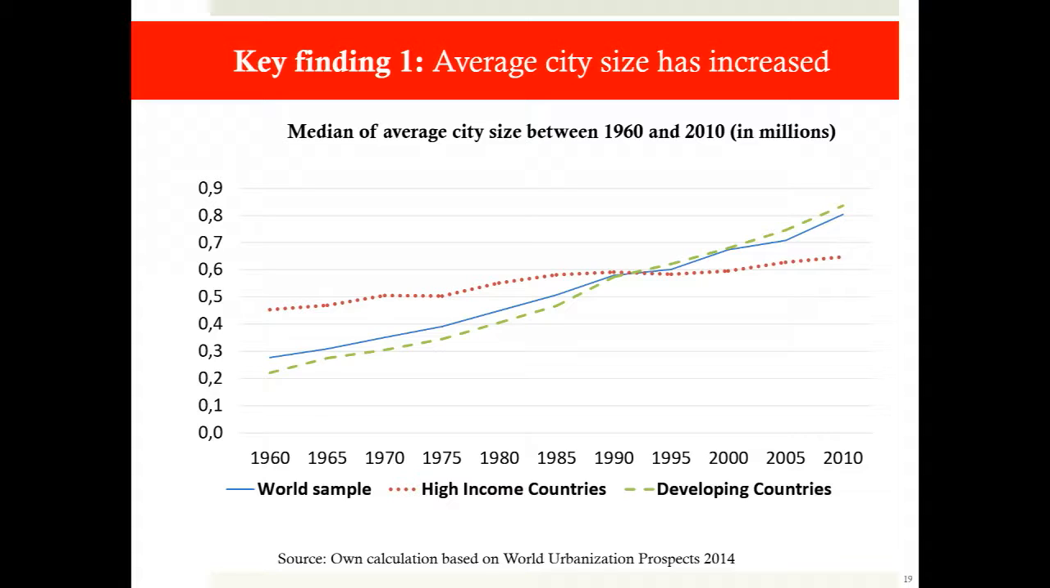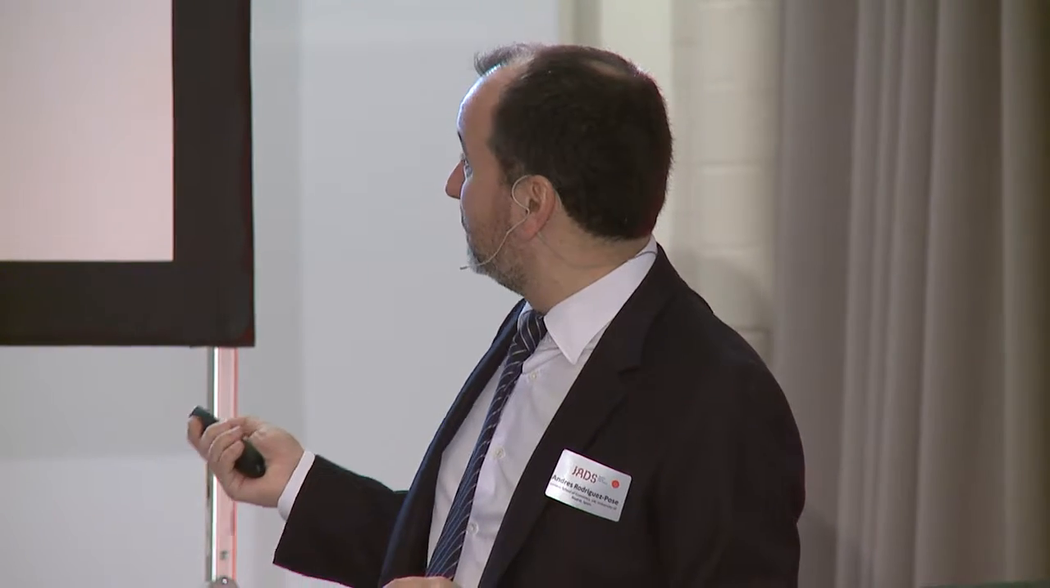By the way, just to clarify, we take every city in a country that has more than 50,000 people. And what we've seen is that the average city size in developing countries has grown from more than 200,000 in 1960 to levels of more than 800,000 by 2010. So clearly, there has been an expansion of city size fundamentally driven by the developing world, because in high-income countries, the change has been much lower, from 450,000 to less than 600,000.